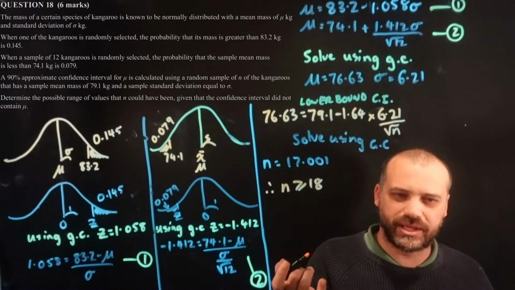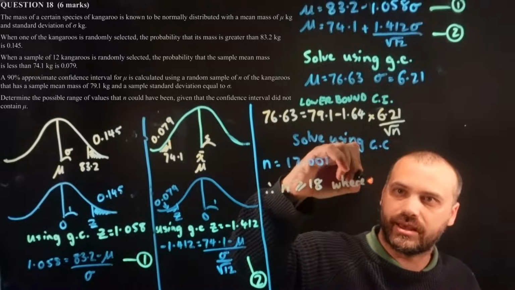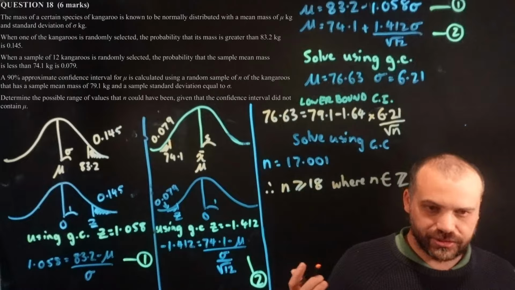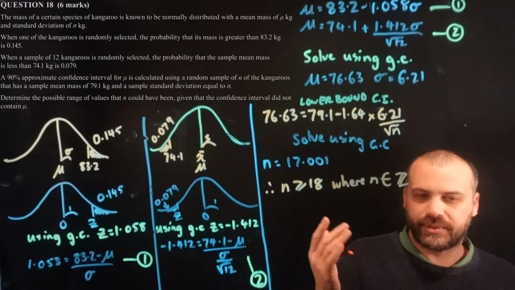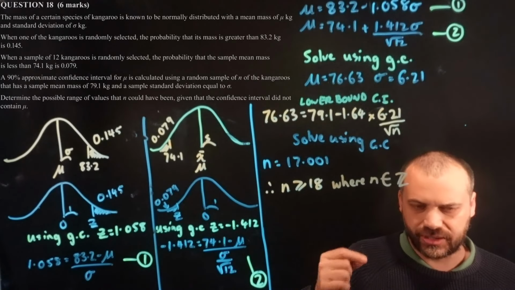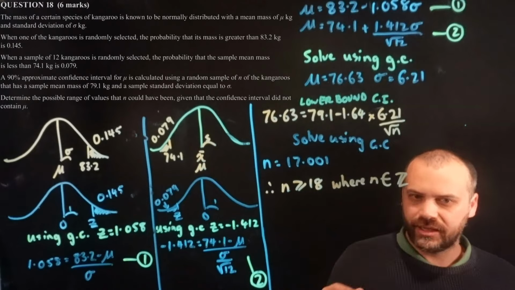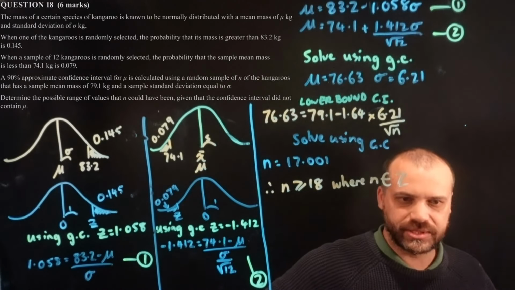Now, I think it goes without saying, but the QCAA does put it in their answer where n is in the set of integers. Obviously, you can't put 18.05 because it's a sample size. You can't cut a kangaroo in half. That is my final answer. That question was fun. We must have picked up our calculator like 5 or 6 times.